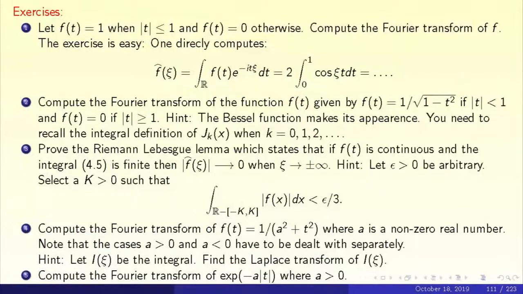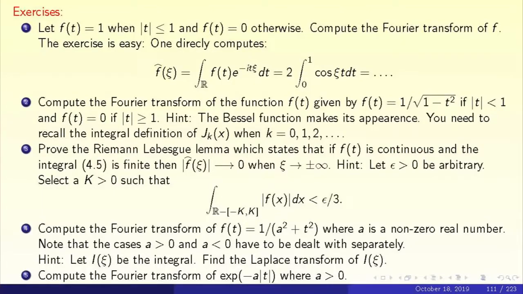Let us look at some simple examples. A number of exercises on calculating the Fourier transform are displayed on the slide. So let us take the function f of t equal to 1 when mod t is less than or equal to 1 and f of t equal to 0 when mod t is bigger than 1. Evidently this function is absolutely integrable, it is a non-negative function and its integral from minus infinity to infinity is finite. We have to compute the Fourier transform of f.